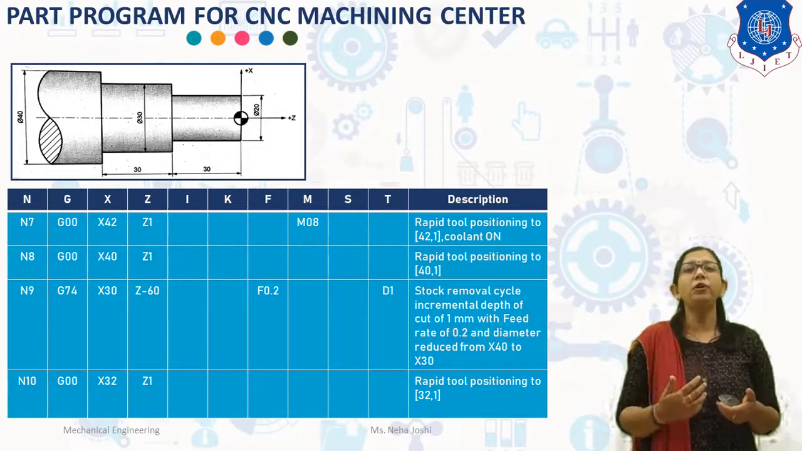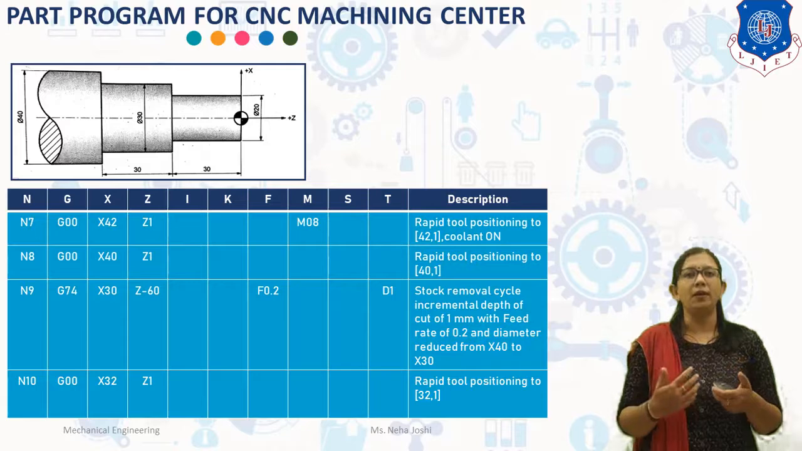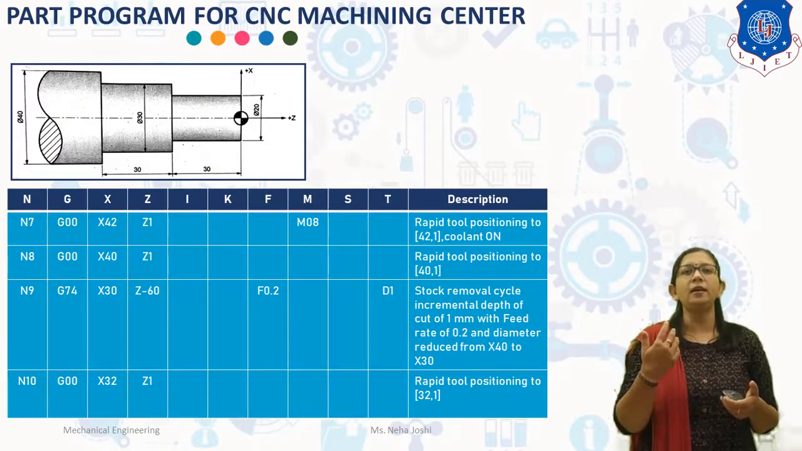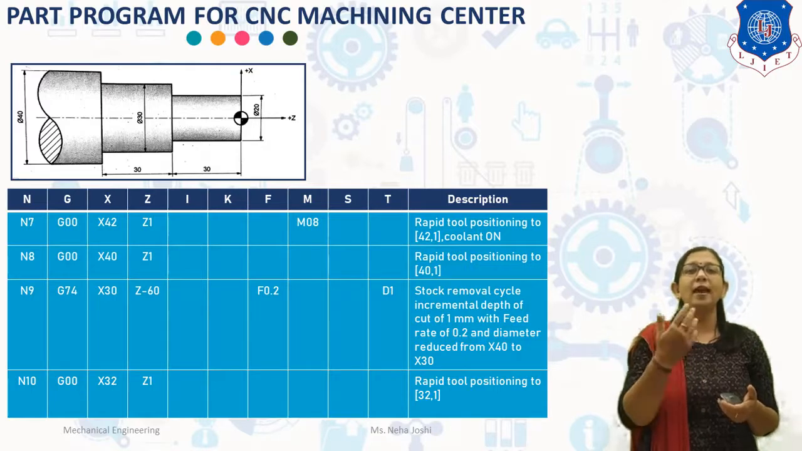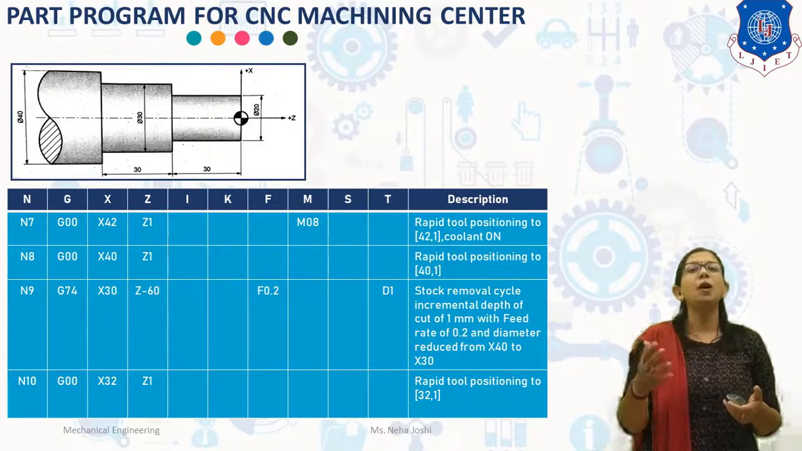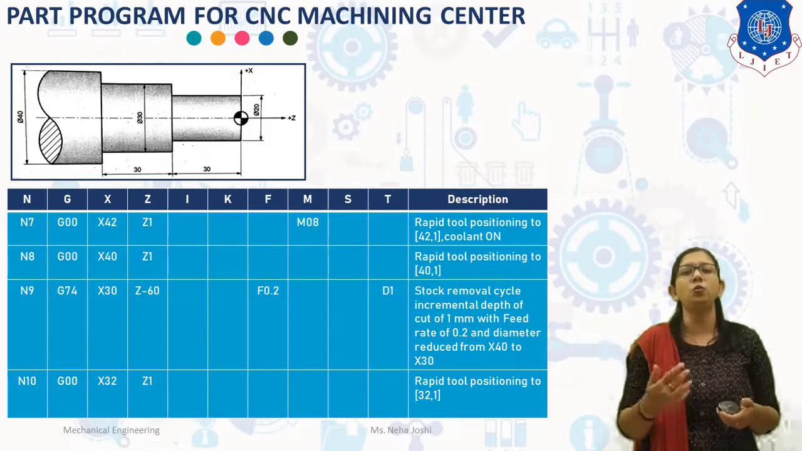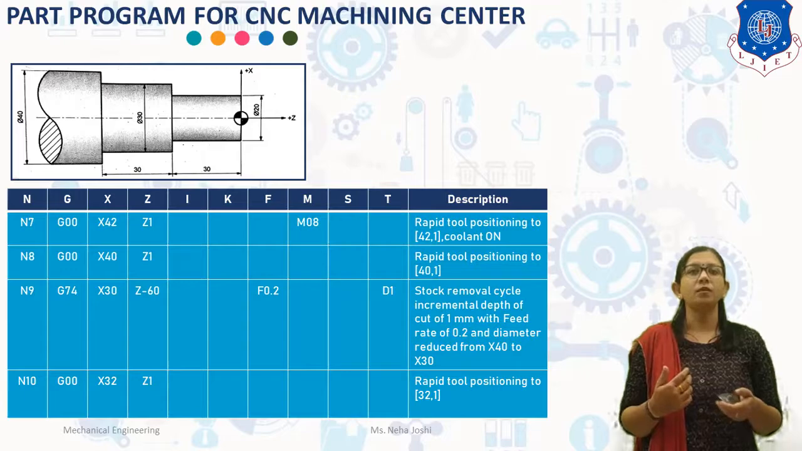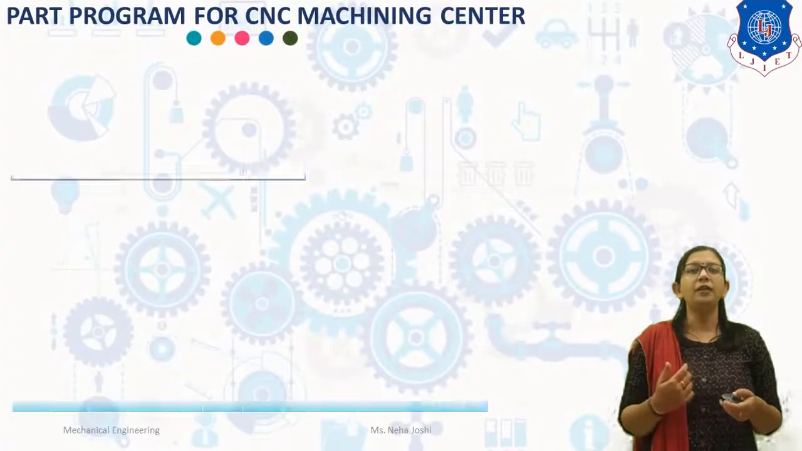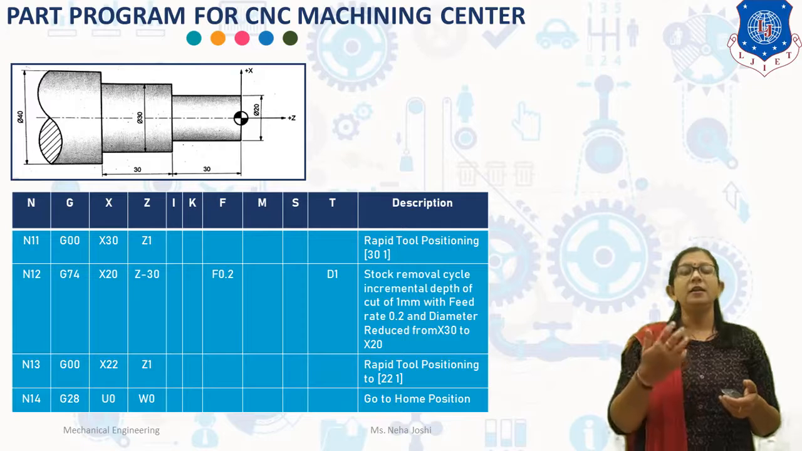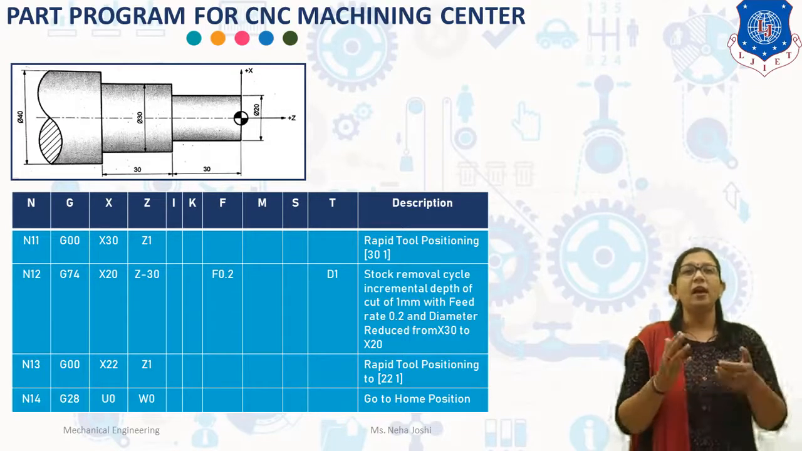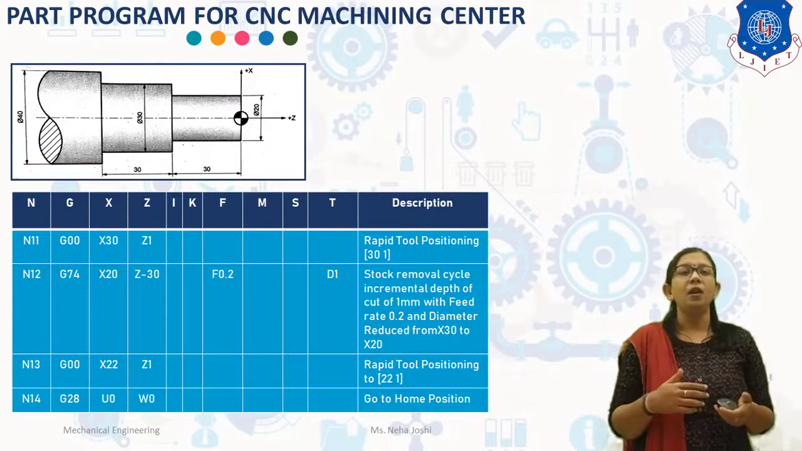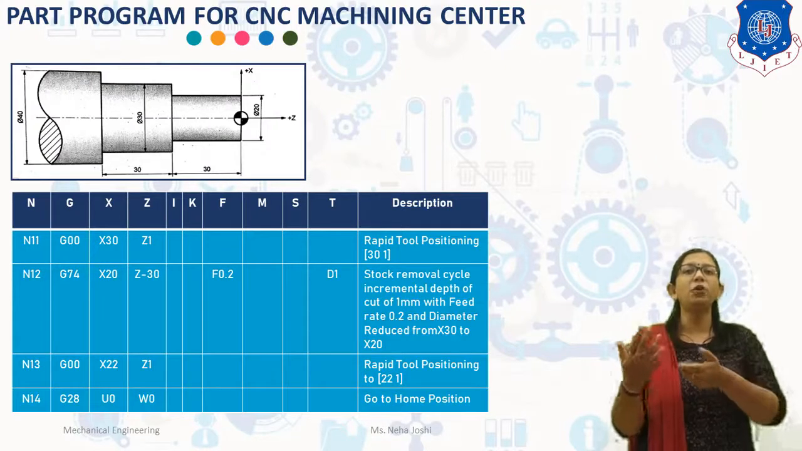Okay, now we have to reduce the diameter from 30 to 20 mm. So the next sequence is N10. G00 is used for rapid positioning. Set the tool in X at 1 to 2 mm more than 30 mm for safety purposes, and in the Z direction set the tool at 1. After that, the next sequence is N11. G00 further rapid positions the tool in X at 30 and Z at 1. Now we have to reduce the diameter from 30 to 20 mm.